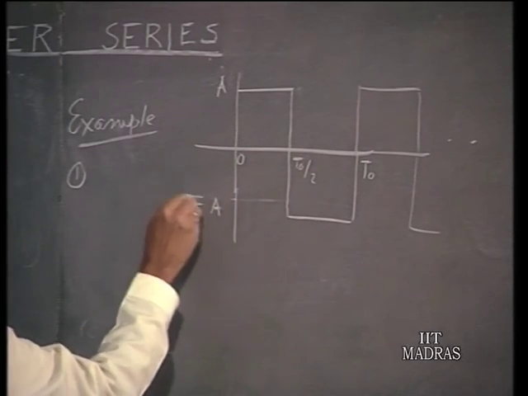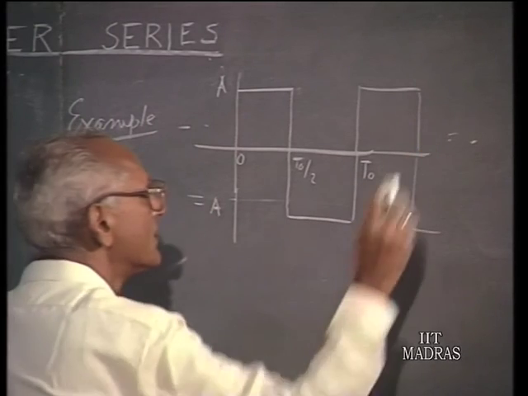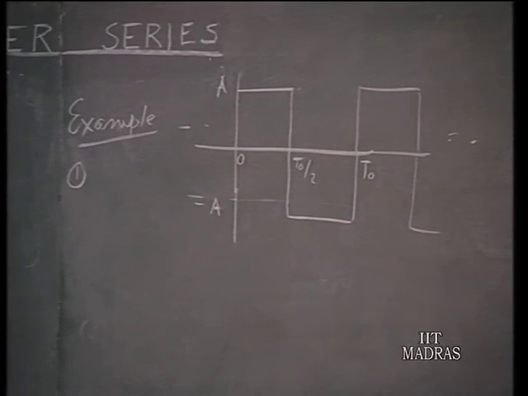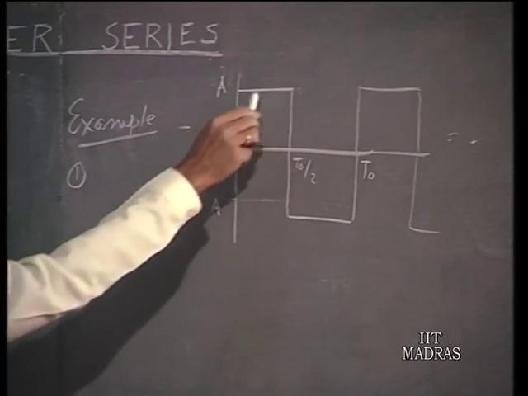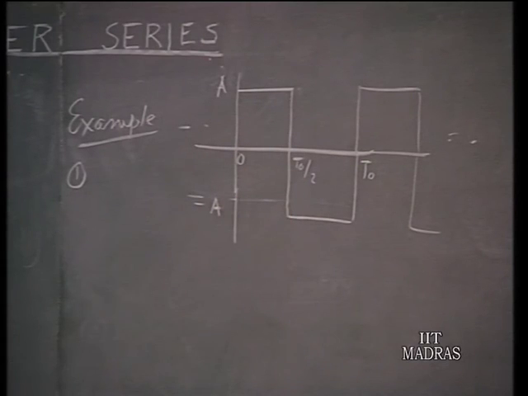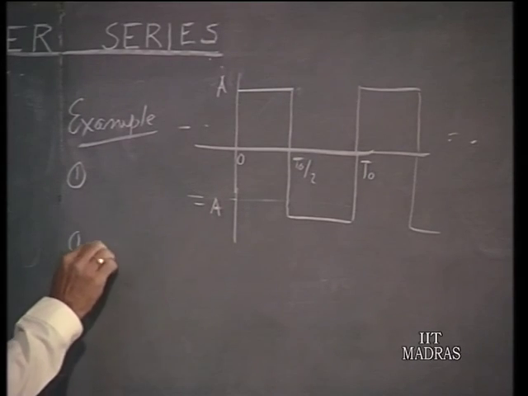Of course it repeats itself in the negative time also like this, and we are asked to find out its Fourier series expansion. We can see straight away that the positive half cycle and negative half cycle have equal areas, they cancel each other out. Therefore, the average of this function f of t over a complete period is 0. Therefore, a naught is 0.